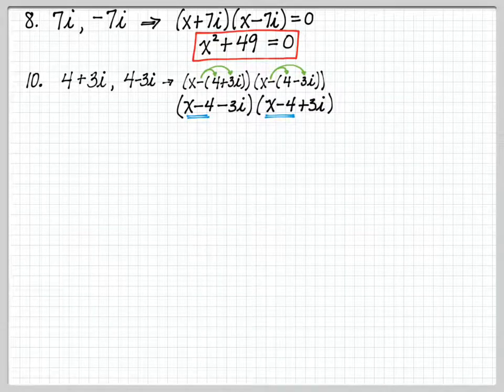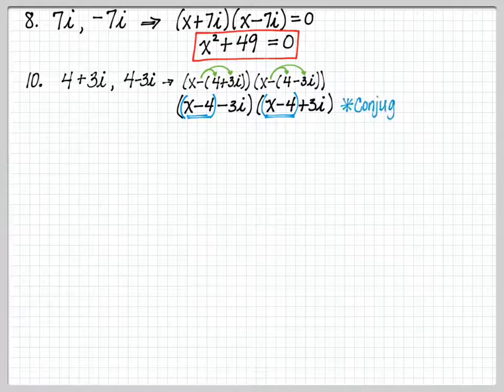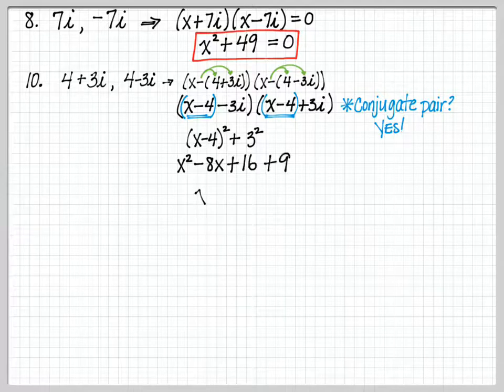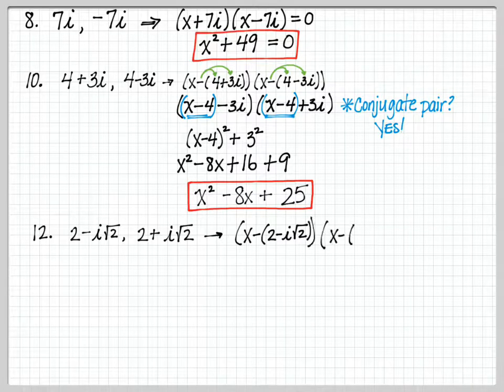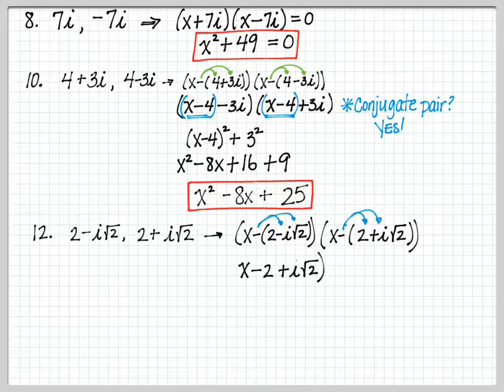Now look at that. I have x minus 4 minus 3i, and I have x minus 4 plus 3i. This is actually a conjugate pair. I'm going to group the x minus 4, and that is the first term. X minus 4, the group of it, is like my a. And then minus 3i in the first one and plus 3i in the second one. So it is a conjugate pair. And when you multiply the conjugate pair, you get the first one squared plus the last one squared, because it's a conjugate pair of complex. Much easier way to simplify these problems.